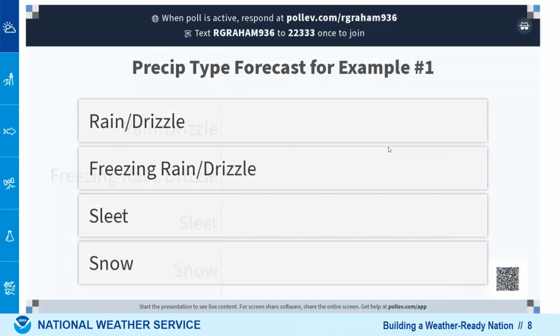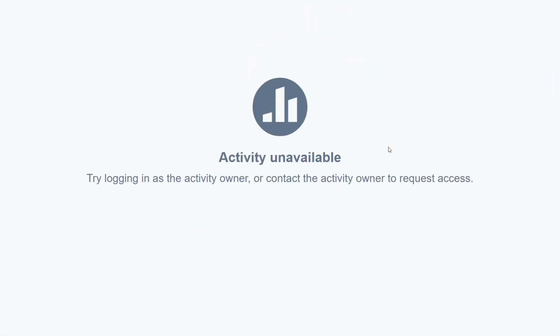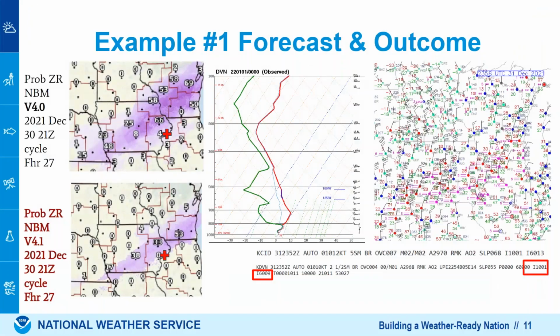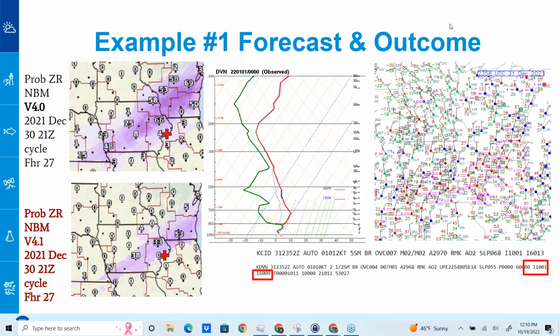Yeah, it's a tricky one because your temp is right at 32. The dew point is 31. So let's talk a little bit about this. Here's the forecast and the outcome. On the left is the probabilities of freezing rain from version 4.0. Remember, version 4.0 is conditional, so whether or not precipitation is occurring, it gives you a probability.